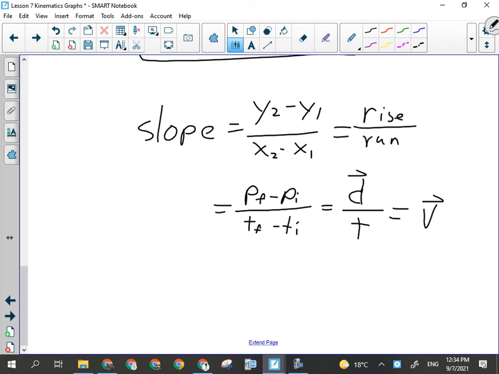Okay? That's why the slope of that graph represents your velocity. Now I know in Science 10 you probably just memorized, because you only had 2 graphs you were going to work with, that the slope of this graph is velocity, the slope of this graph is acceleration, and this is how I calculate displacement.